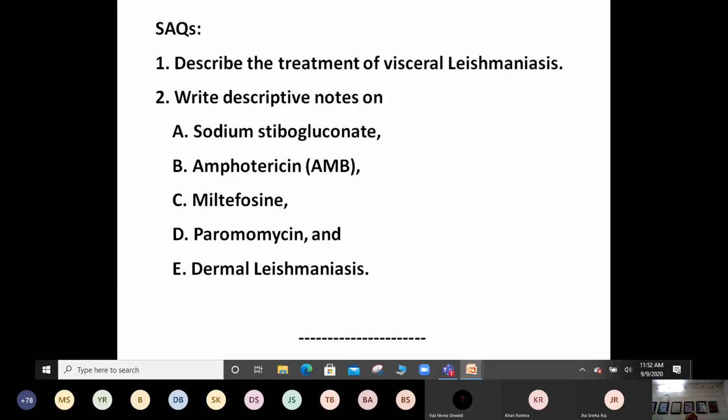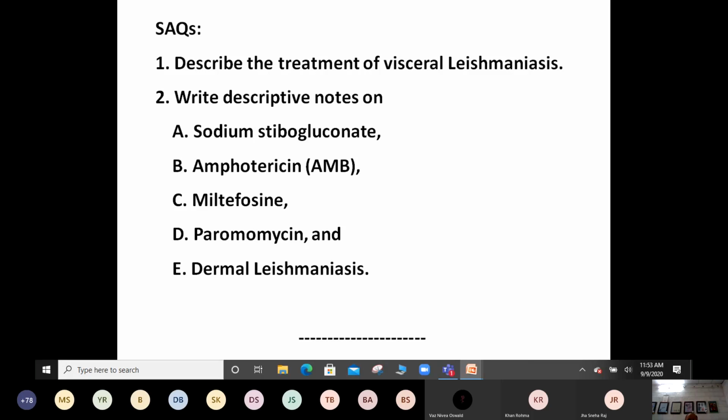Then write descriptive notes on individual drugs: sodium stibogluconate, amphotericin B, miltefosine, paromomycin, and dermal leishmaniasis. As far as the drug is concerned, as I said, their group, chemical nature, mechanism of action, adverse drug reactions, uses, contraindications.